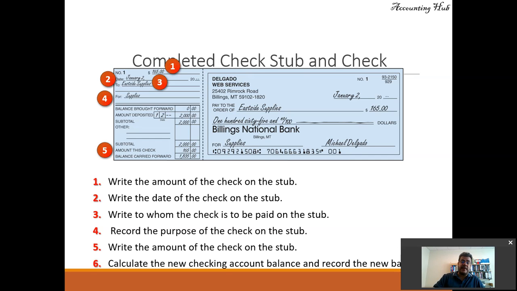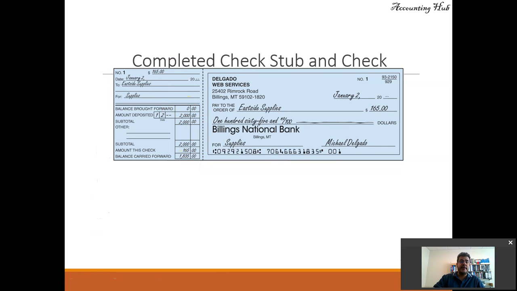And then calculate the new checking account balance and record the new balance here, 1,835. For the next check, this balance carried forward will be the balance brought forward. On the next check, I will be typing this $1,835 here as the balance brought forward.